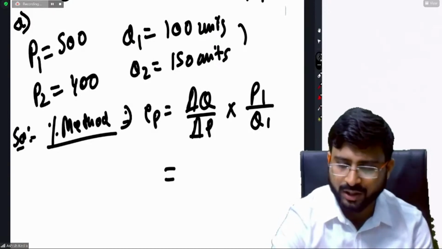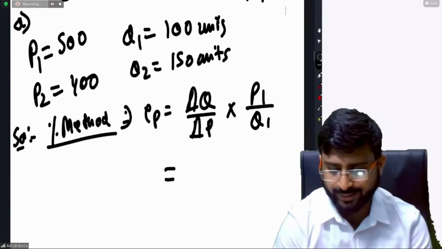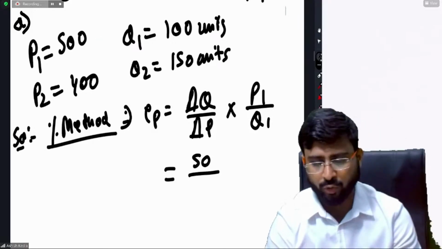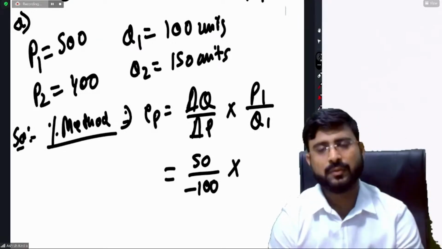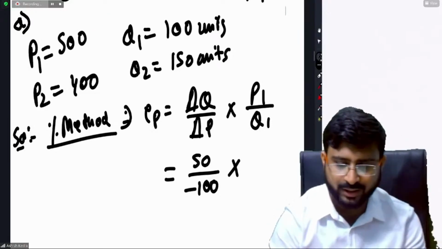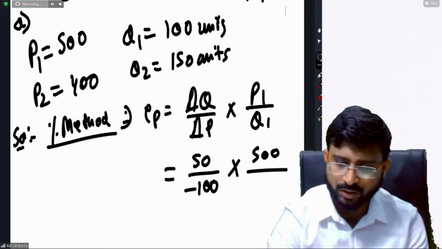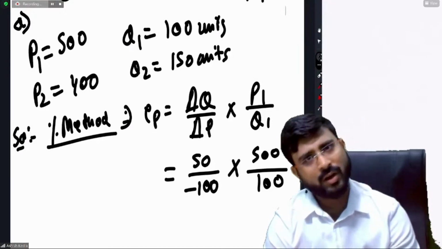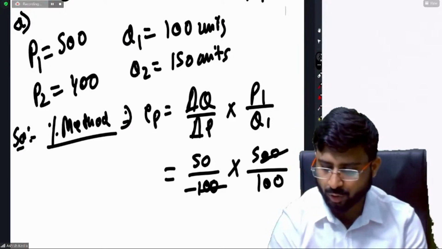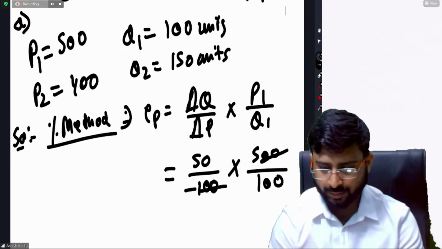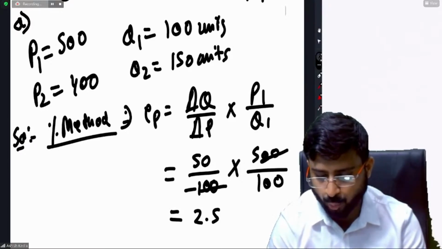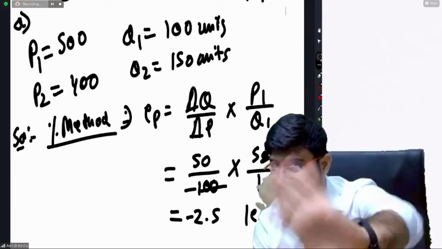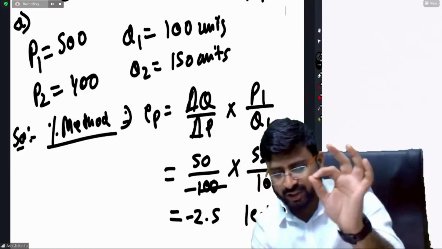So what is change in quantity? 100 rises to 150. That is 50. What is change in price? 500 fallen down to 400. That is minus 100. What is original price? 500. Original quantity 100. Right, everyone? So 0, 0 gone, 0, 0 gone. It becomes minus 2.5, which we write in modulus as 2.5. Now this is not arc elasticity. This is percentage.